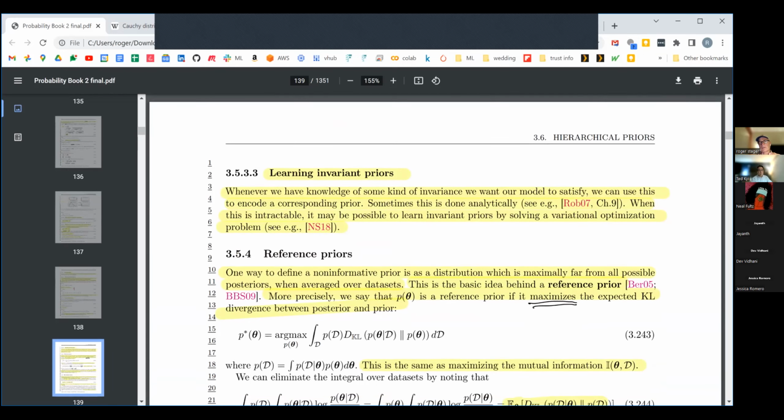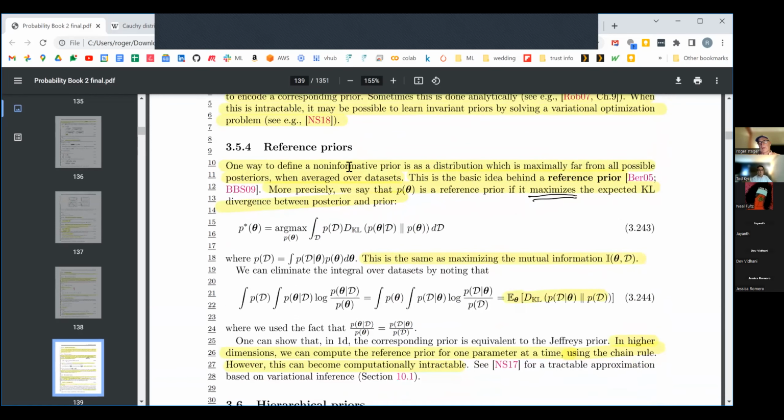And this one I thought was kind of interesting. A non-informative prior that you derive by maximizing the expected KL divergence between the posterior and the prior. So I think what they're saying is, if you have a bunch of posteriors, you try to maximize the KL divergence, the difference between that set of posteriors and a given prior.